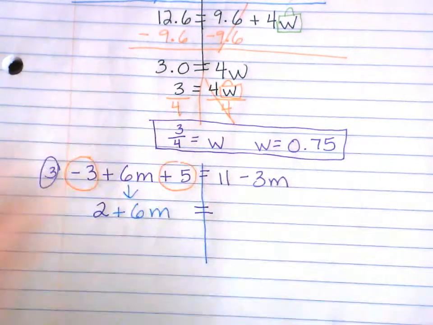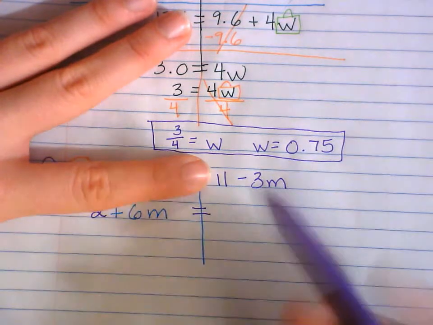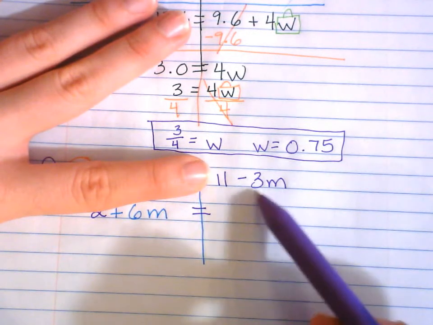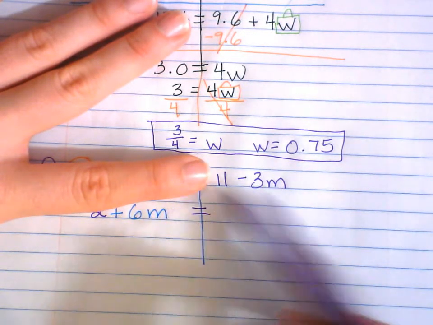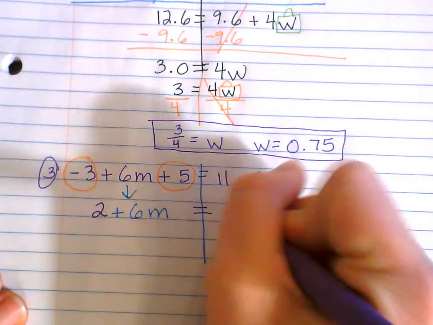Okay. Now we look at the right side. Is there anything that we can combine? No. 11 doesn't have a variable. The negative 3 does. So we cannot combine them. They're unlike terms. They are not like terms. So we just write it.